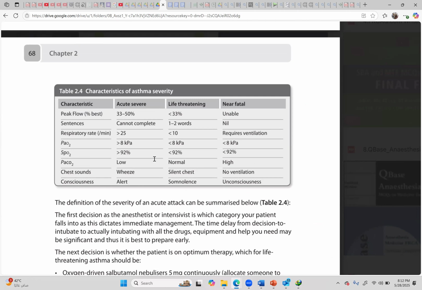But there are some points here. If the patient is unable to do, they are saying 20%, and they are saying not able to complete one sentence. So that's coming here. I don't know how they have made it. The statement is a confused one. Of course, the conscious level is there. So here it is somnolence and here unconsciousness.